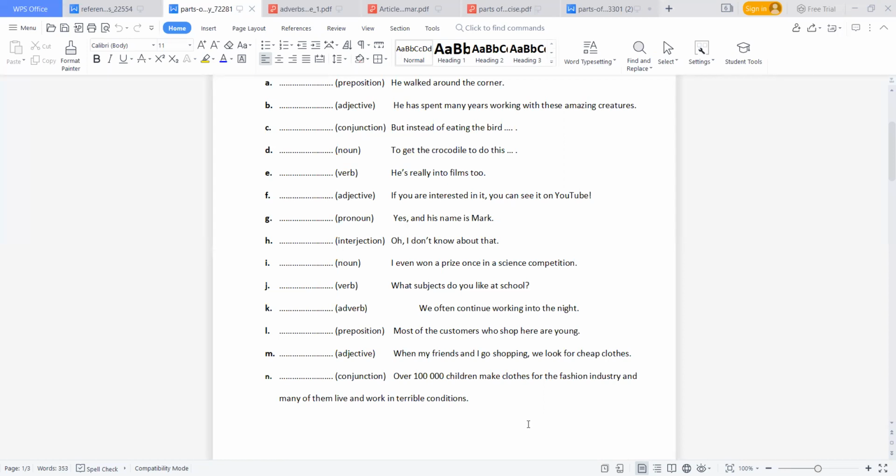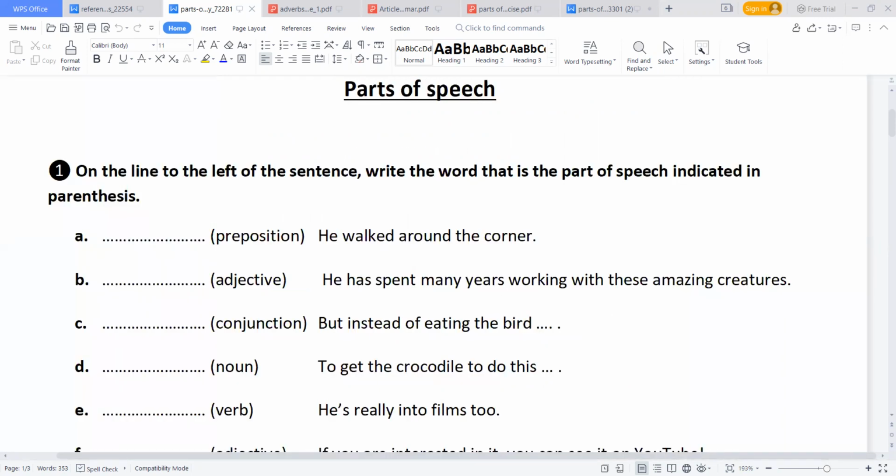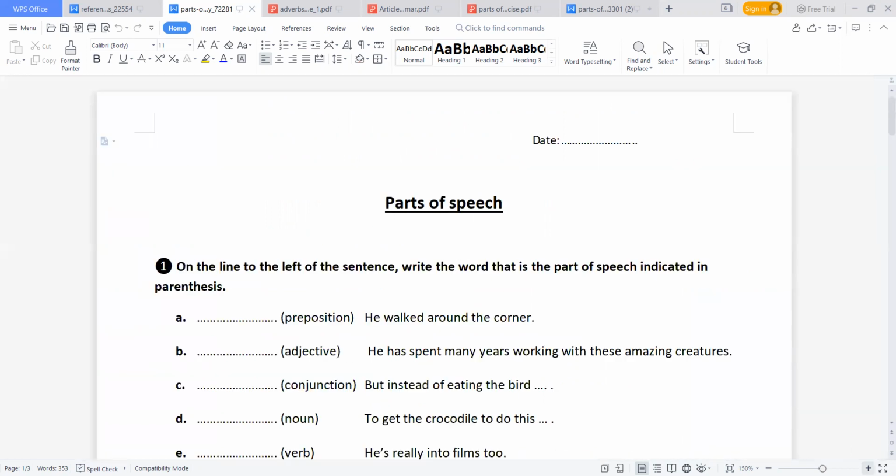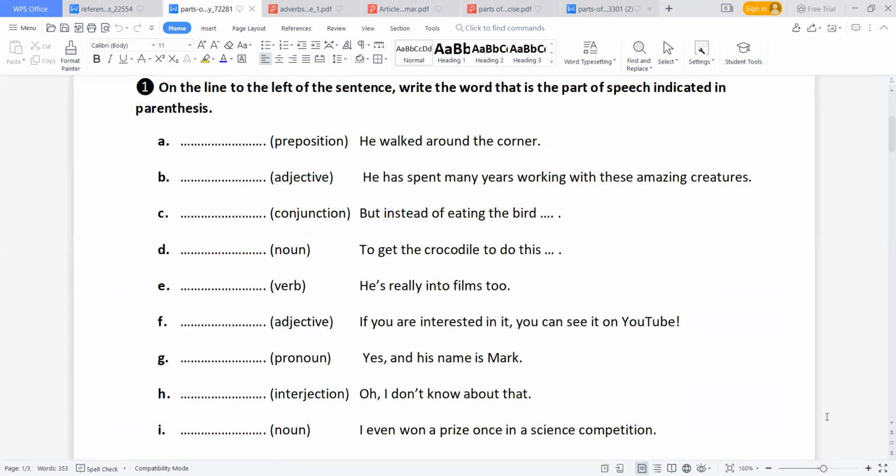Ramandeep, my screen is not visible to you? Yes, ma'am. It's visible but not clear. That's fine.